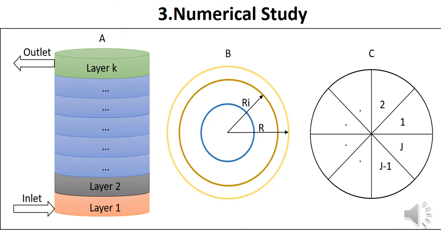In the left, the vertical discretization of the tank into 8 layers. In the middle, the radial discretization of the tank. The radius of each cylinder is calculated by a formula. In the right, the angular discretization of the tank. The angle of each portion is calculated by division.